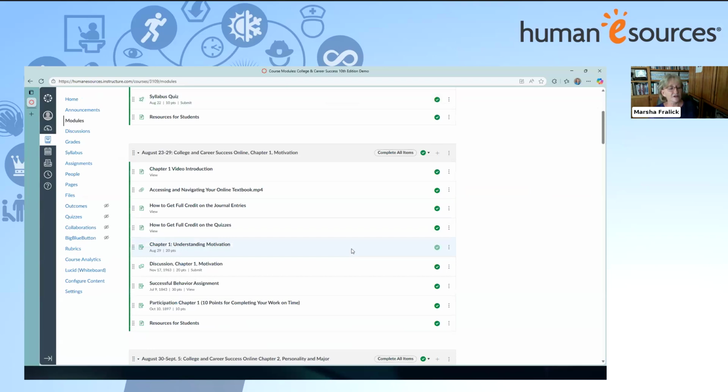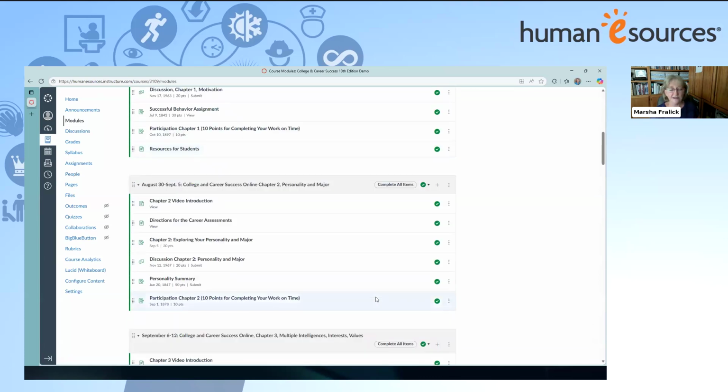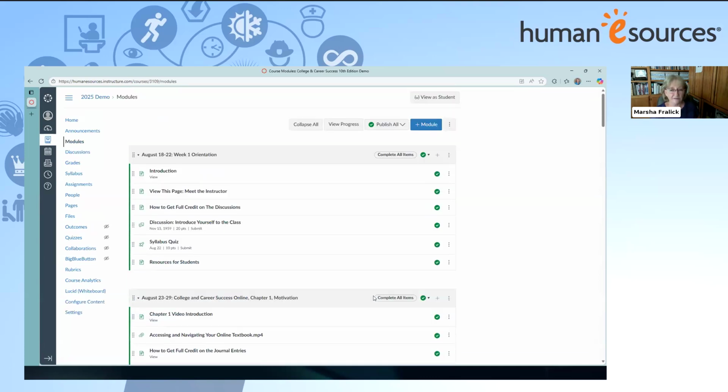So I have a module on each one of the chapters. For my online class, I have a discussion, I have an assignment, and then I give a participation grade, 10 points for completing your work on time. There's lots of participation in the chapters. I found this is a good motivation for keeping students on track in my online class. And then again, I have resources for students. So each one of the weeks has a different module with the interactive chapters, the automated grading.